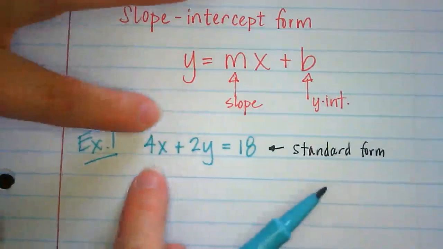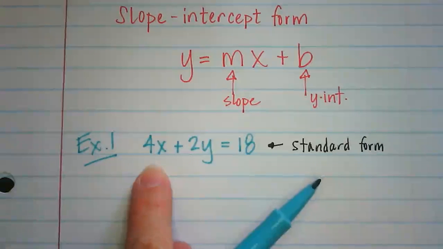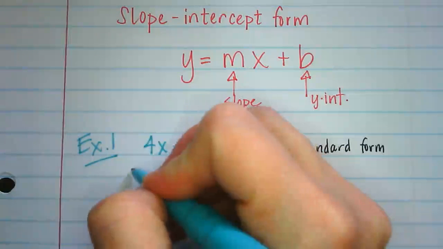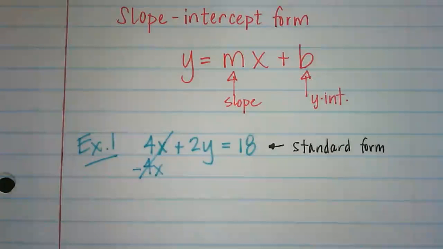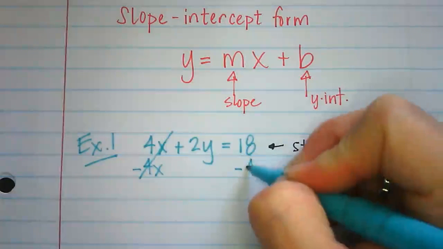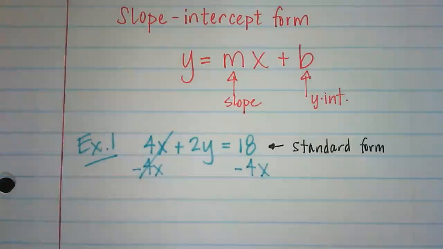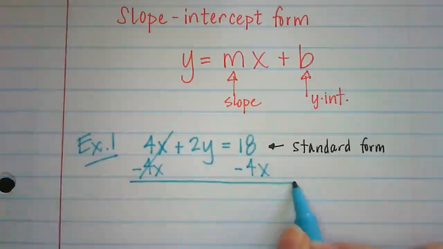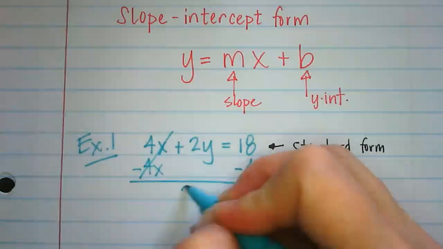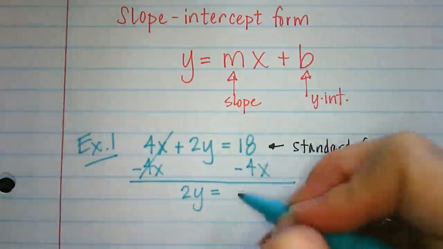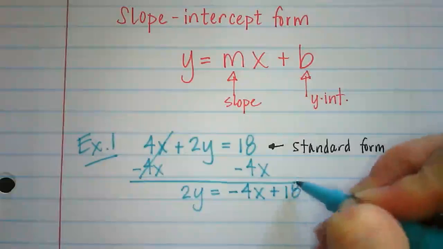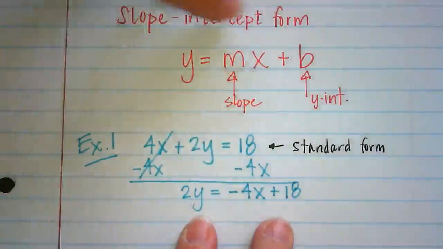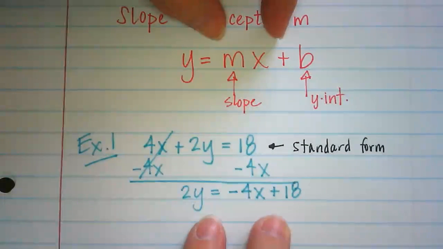The first thing we need to do is get rid of 4x. The way we get rid of 4x is by subtracting 4x, so that's going to cancel. But we know in math, whatever we do to one side, we have to do to the other side to keep it equal. So we need to subtract 4x from this side also. That gives us, on the left, 2y, and on the right, negative 4x plus 18.